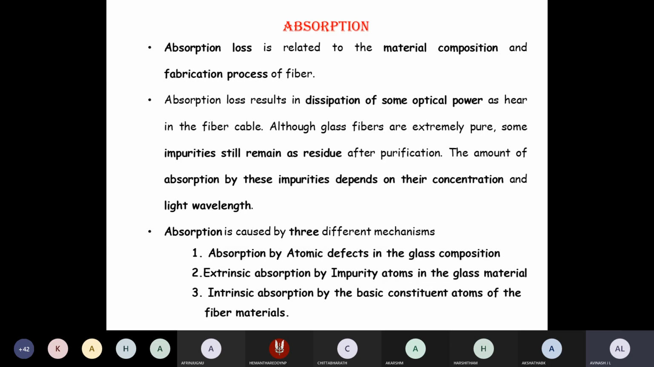Okay, so now please make a note of it. Absorption, I repeat once again from the beginning. Absorption loss is related to the material composition and fabrication process. The second thing is that absorption loss results in dissipation of some of the optical power. Why does this happen? Because of impurities present as a residue. The amount of absorption by these impurities depends on their concentration and light wavelength.